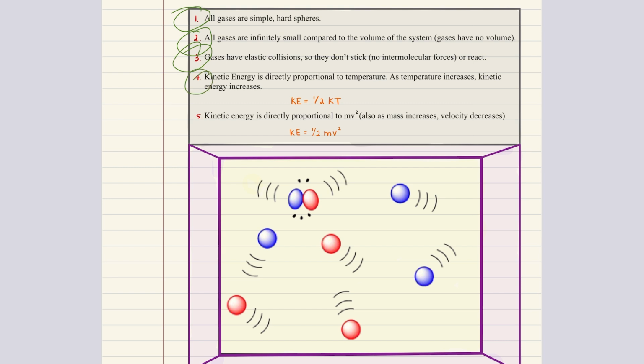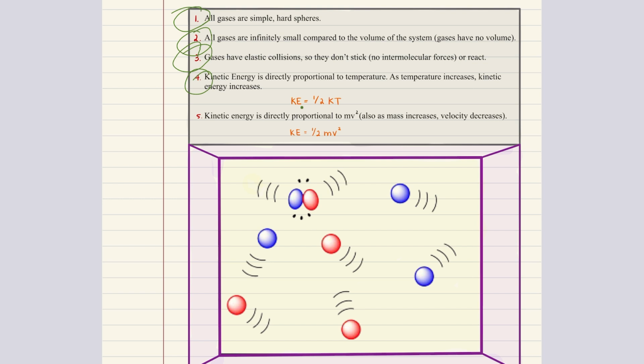The fourth assumption is that the average kinetic energy of gas particles is directly proportional to temperature. This is one of the most important ideas in KMT. As temperature increases, the kinetic energy also increases. This is why heating a gas causes its molecules to move faster, and why higher temperatures result in higher pressures and larger volumes. So this relationship is given by the equation you see here.